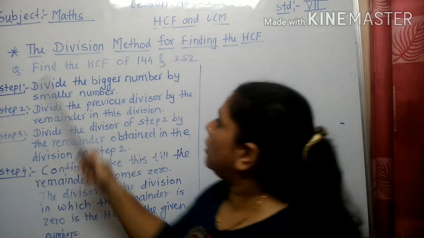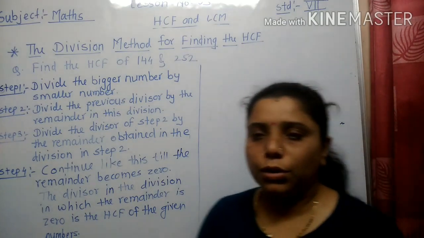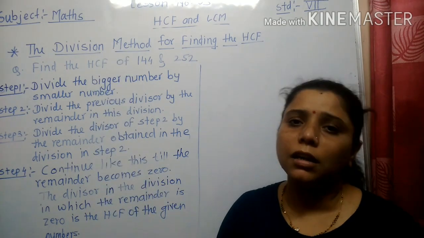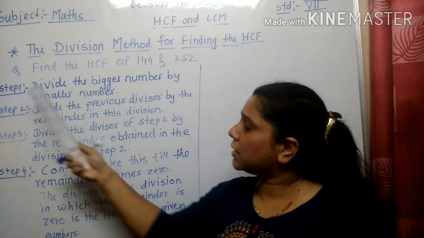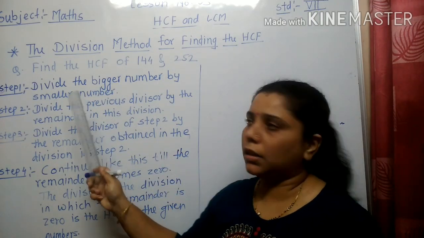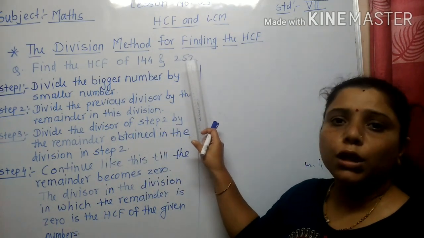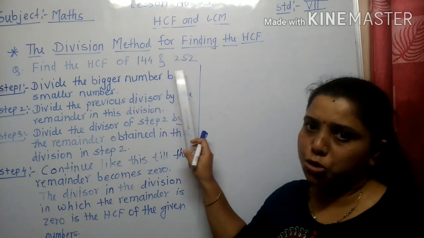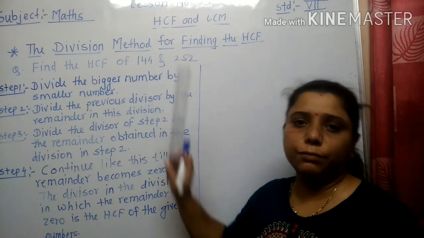Okay, what is the question? Find the HCF of 144 and 252. So this is the example. With the help of the example, I will explain the division method. Now student, what is the first step here? Step 1 is to divide the bigger number by the smaller number. In this case, you have to find the HCF of 144 and 252. From both numbers, which is the bigger one? 252. So I will divide 252 by 144.